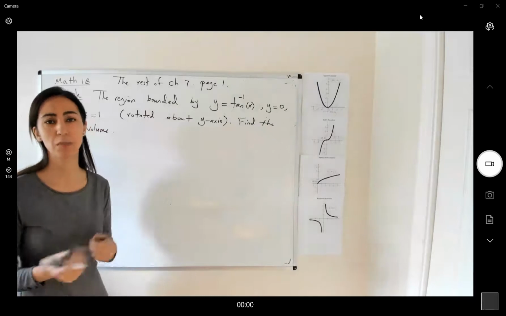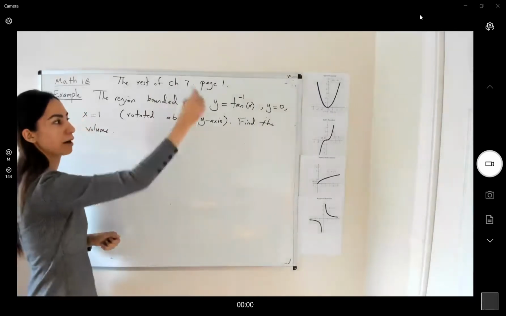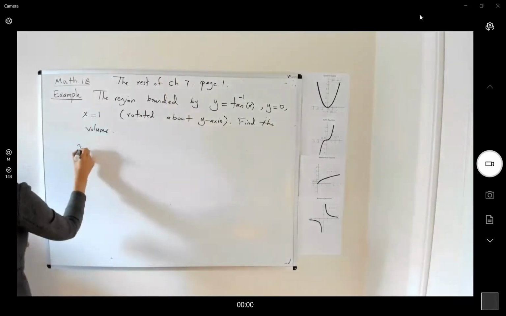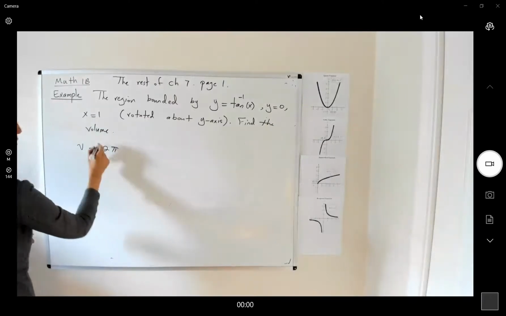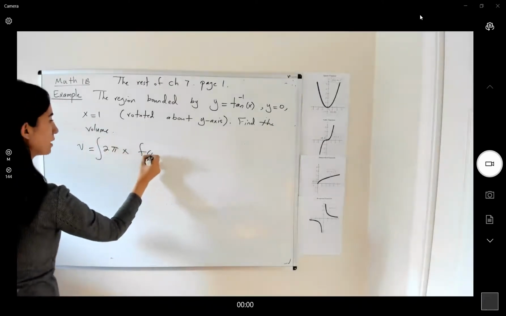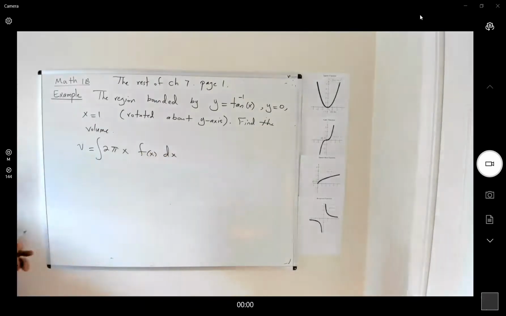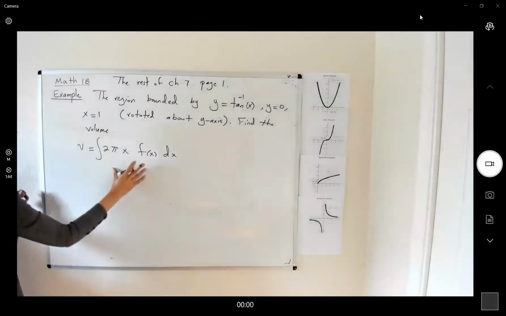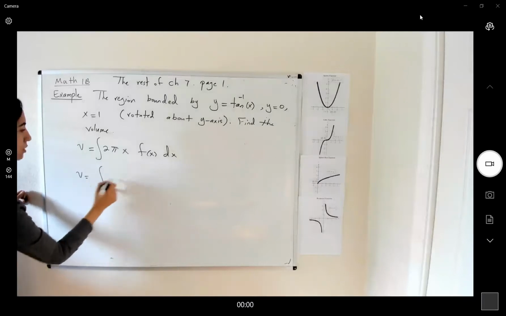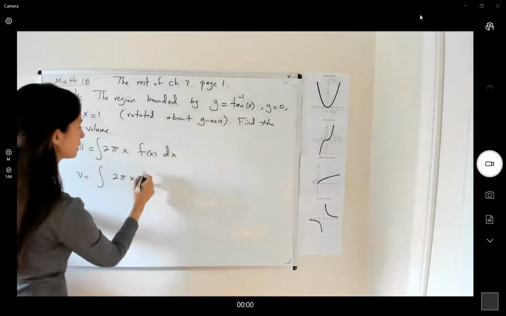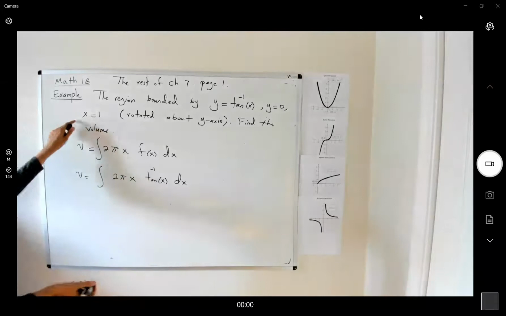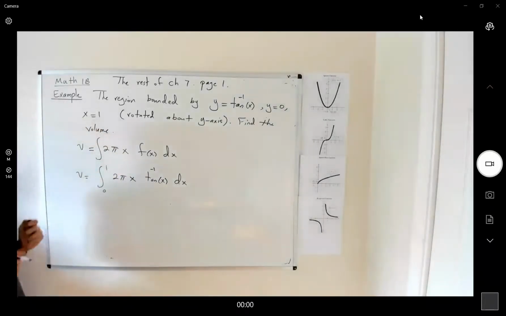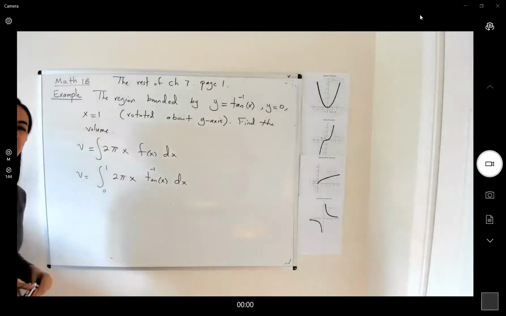Very well. Remember that to find the volume of the solid rotated about the y-axis, we have a nice formula. V is equal to the integral of 2 pi x f of x dx. So in this case, your V is equal to the integral 2 pi x, your f of x is inverse tangent of x dx. Of course, your x ranges between 0 to 1. Your goal is to find this integral.